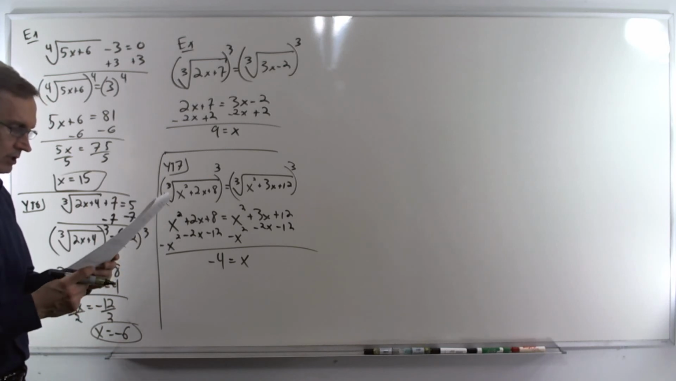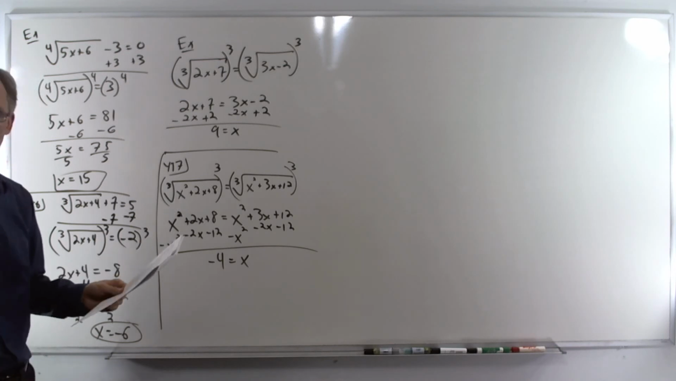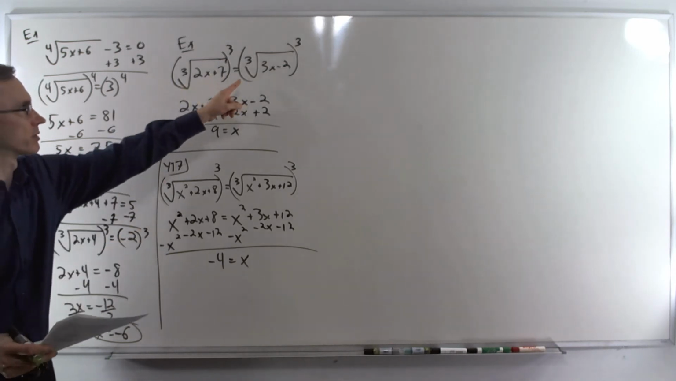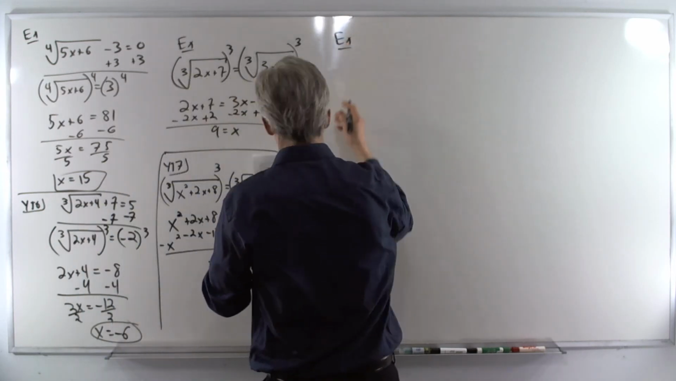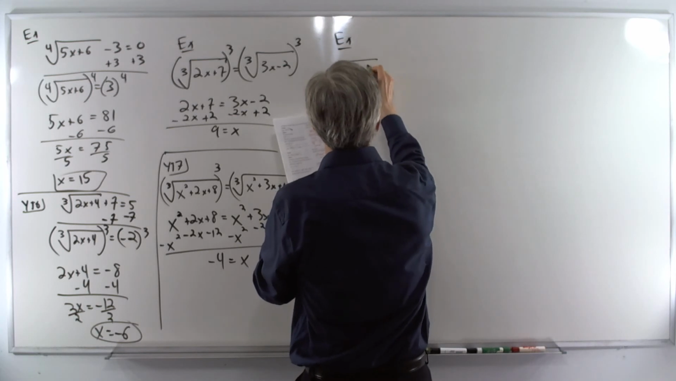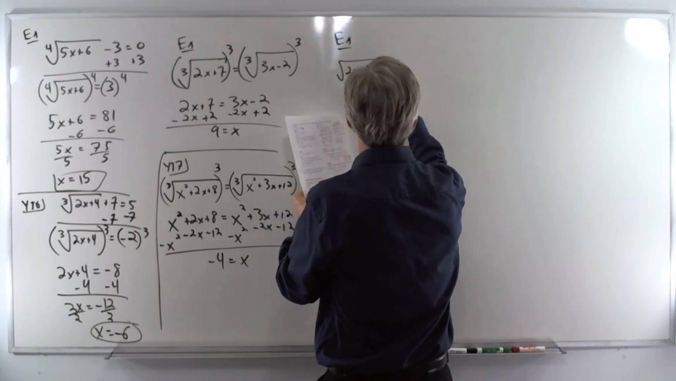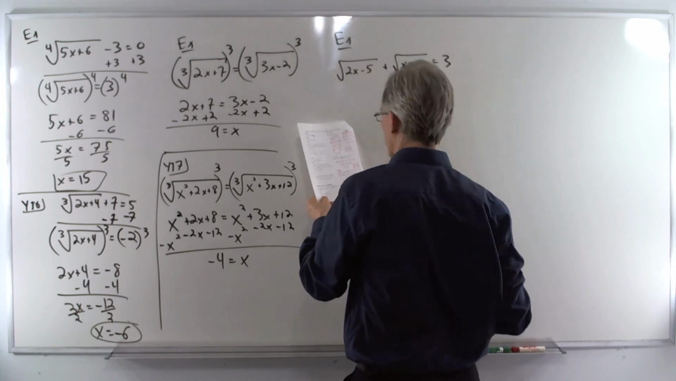All right, now we're going to see a more advanced situation. This is an equation with two radicals, but not like this where they're just set equal to each other. A little different here. So we're going to do the square root of 2x minus 5 plus the square root of x plus 1 equals 3.